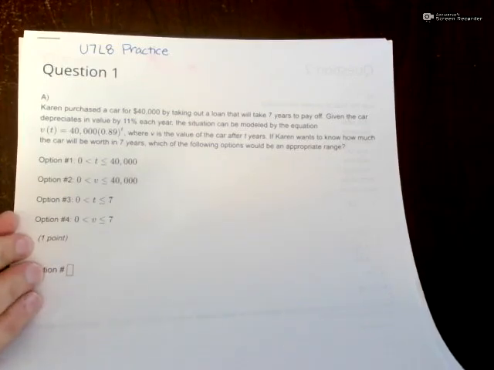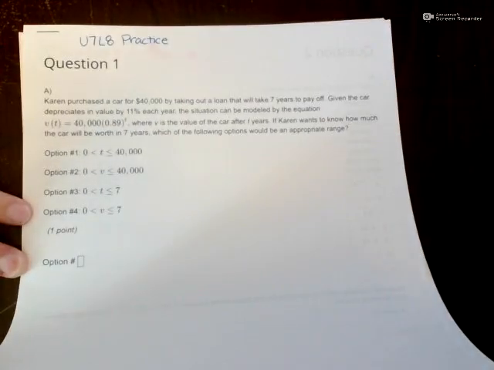This is question 1 on your practice. It says Karen purchased a car for $40,000 by taking out a loan that will take 7 years to pay off. Given the car depreciates in value by 11% each year, the situation can be modeled by the equation V of t equals 40,000 times 0.89 to the power of t, where V is the value of the car after t years. If Karen wants to know how much the car will be worth in 7 years, which of the following options would be an appropriate range? And then it gives you a selection of ranges. Pause the video, try to figure out, come back.